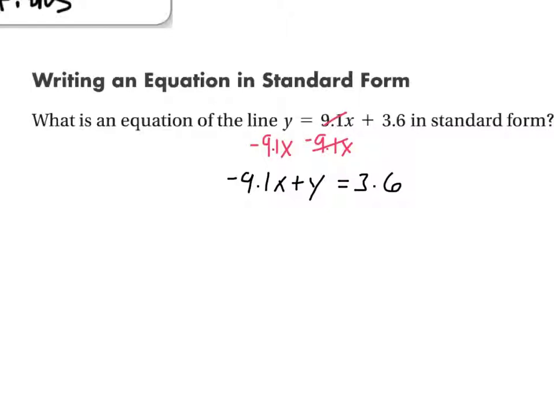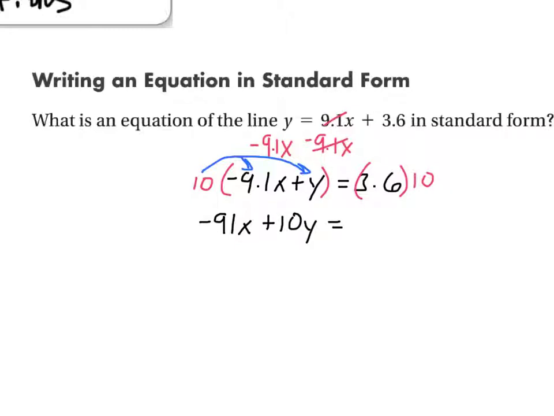Okay, well, in the last problem, we had to eliminate a denominator. In this problem, we have to eliminate the decimals. Again, Algebra 1 concept. We've got to multiply everything by what? 10 to eliminate the decimal. So I'm going to multiply both sides of my equation by 10. On the left side, I've got to distribute the 10. So negative 9.1 times 10 gives me what? Negative 91x. 10 times y is 10y. And 3.6 times 10 is 36.